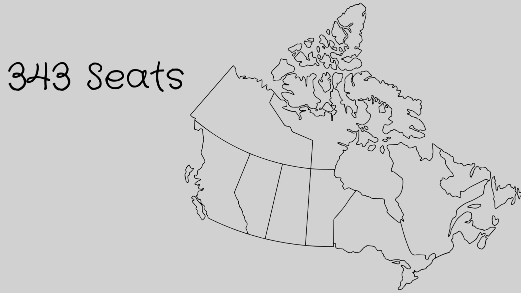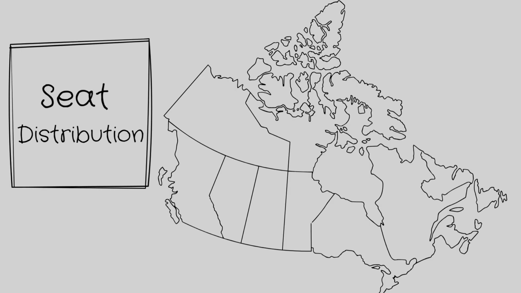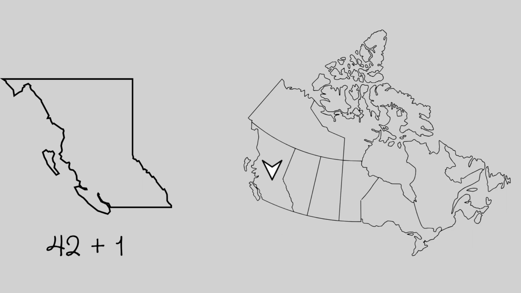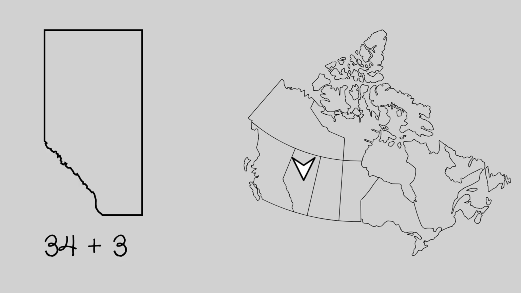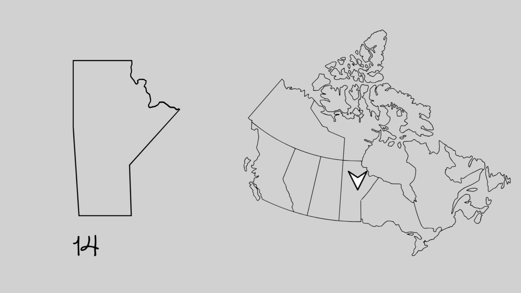As of 2025, Canada has 343 electoral districts, also known as ridings, across 10 provinces and 3 territories, with 5 new seats being added compared to the previous election. Here's how the seats are distributed. British Columbia has 43 seats, gaining 1 more seat this election. Alberta has 37 seats after adding 3 new seats. Saskatchewan has 14 seats. Manitoba has 14 seats.